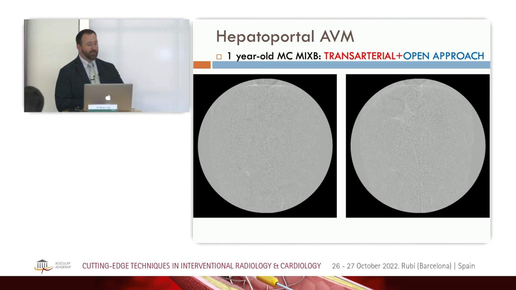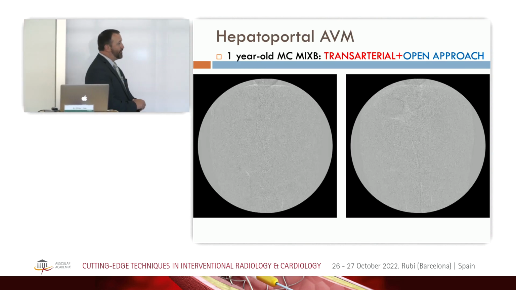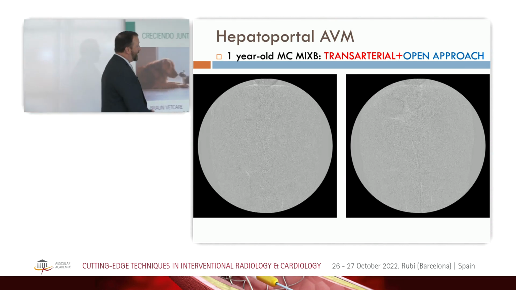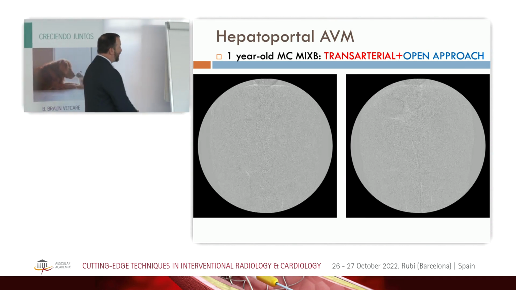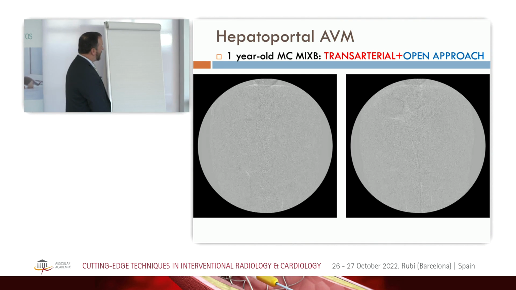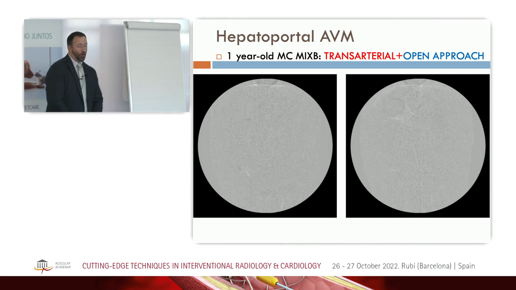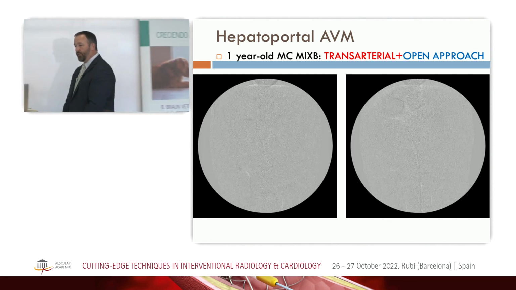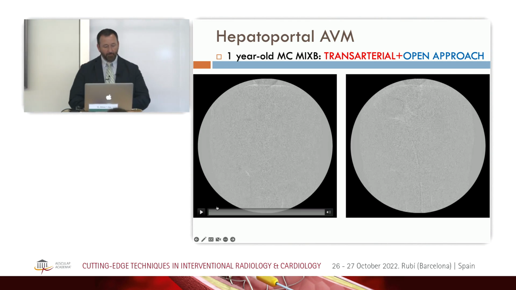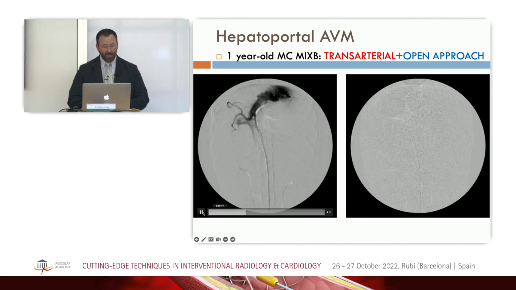All right, so more recently in these cases, we used to just do all of them transarterial and then kind of fingers crossed, hope for the best. We've started to attack some of these now with, like I was saying, both a transarterial and an open approach. And so this is another hepatoportal AVM. So I'll kind of run through what we're seeing now.